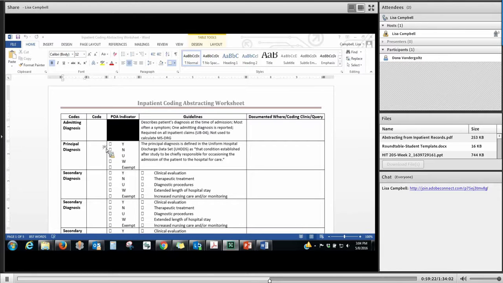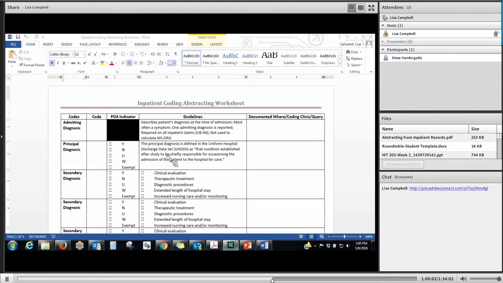So first thing you'll notice on this worksheet, admitting diagnosis. Then I even have the definition. It describes the patient's diagnosis at the time of admission, most often a symptom. One admitting diagnosis is reported, required on all inpatient claims, and I reiterate that it's not used to calculate the MS-DRG. You should also notice that I have a big black box for POA indicator because the admission diagnosis does not receive a POA indicator.